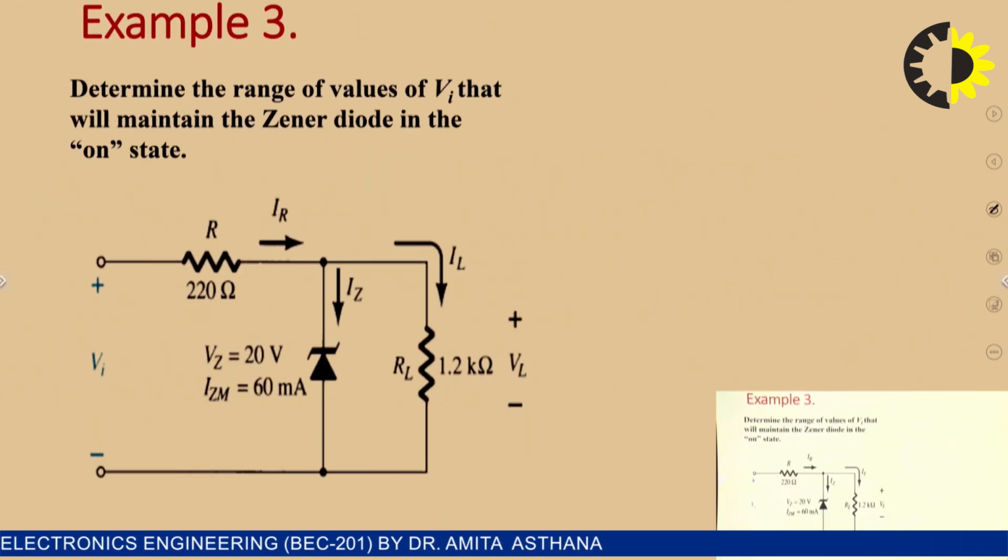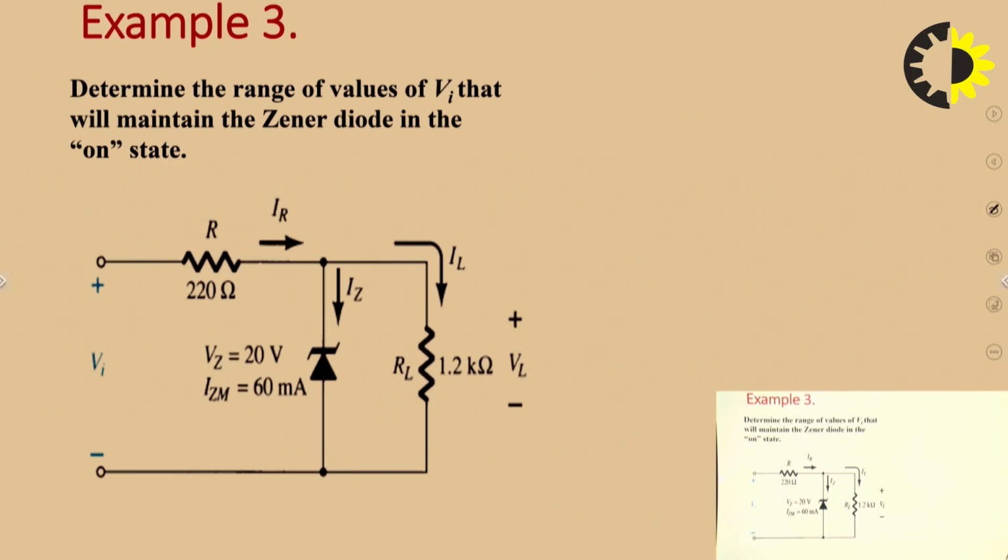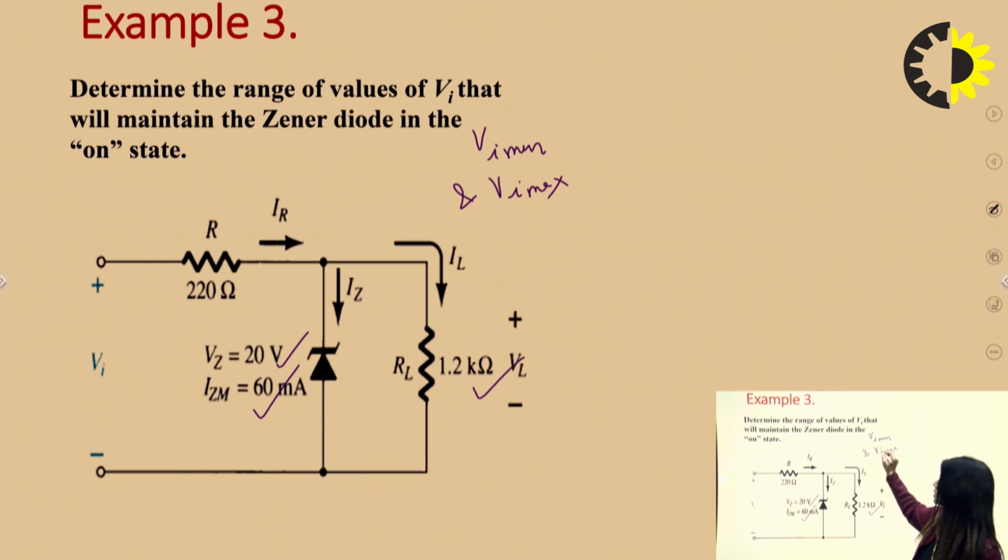Next. Now in this particular circuit, this particular question is being given here. They are asking for the Vi minimum and Vi maximum value, where Vz is 20 volts, Iz maximum is 60 milliamperes, and RL is given this particular value, and everything is given. You have to find out these two values that we asked.